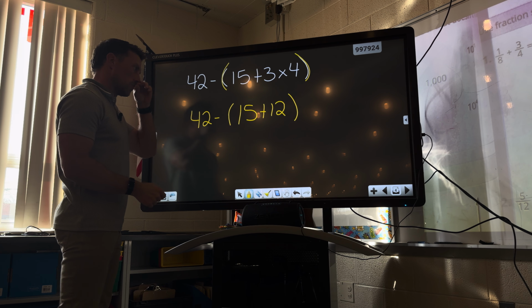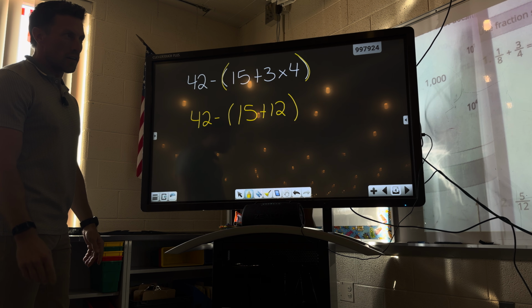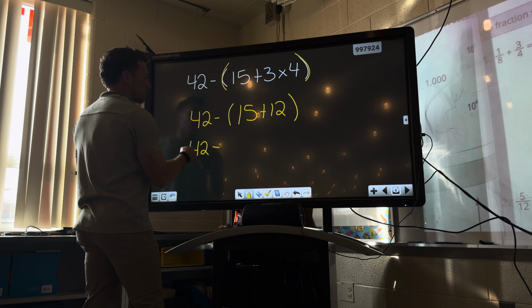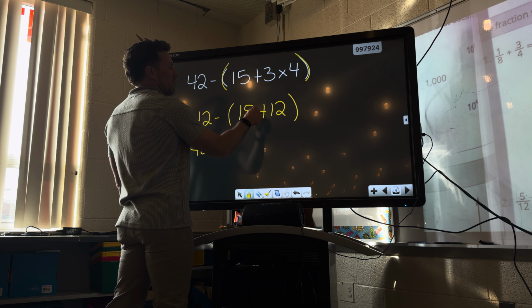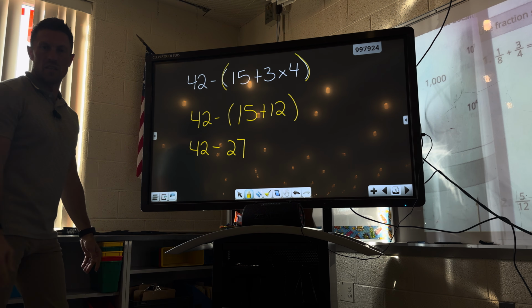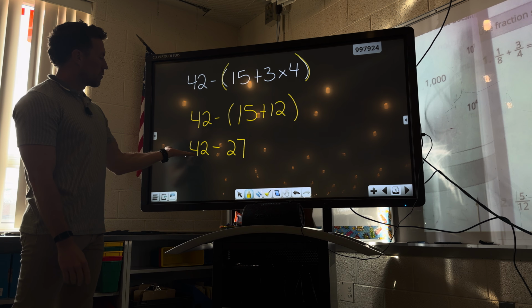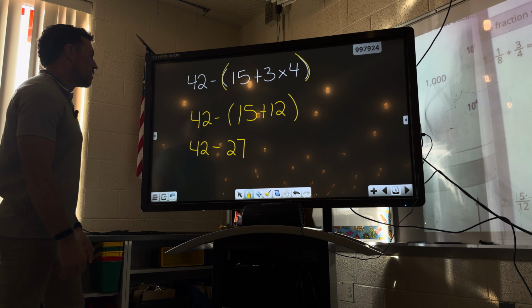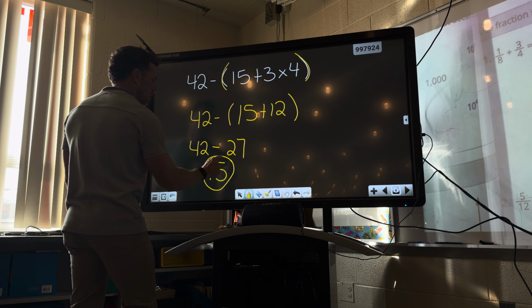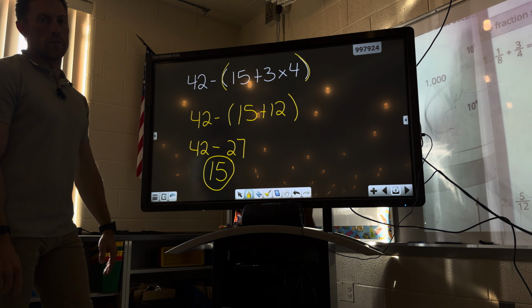Close my parentheses. My parentheses are still there, so I'm going to solve what's in the parentheses. Everything else just gets rewritten. So 42 minus 15 plus 12, which is 27. I could get rid of my parentheses because there's nothing else left in there. I'm left with 42 minus 27, which is 15. So 15 would be the answer for this one.